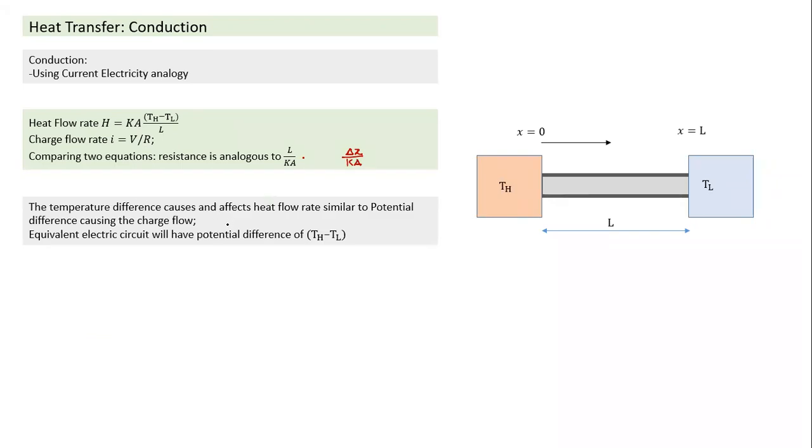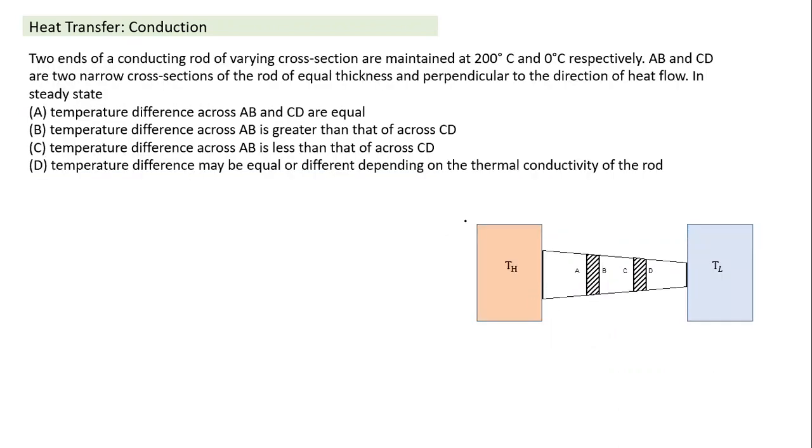Temperature difference causes the heat flow. So any problem in heat conduction can be converted into an equivalent current electricity problem, which is sometimes much easier to solve, with an equivalent electric circuit having a potential difference equal to Th minus TL. This becomes the higher potential and this becomes the lower potential. For this question, I can treat the potential at this point as TL, and the potential at this point as Th, and the resistance is equal to L by K. We can use that. We will see some applications of this later.